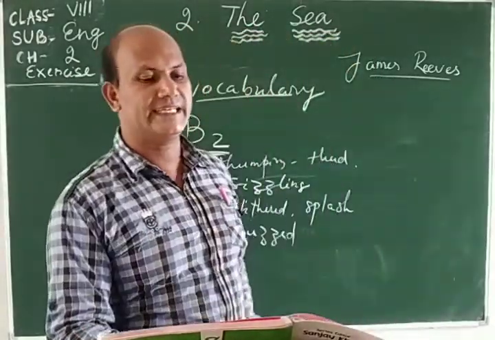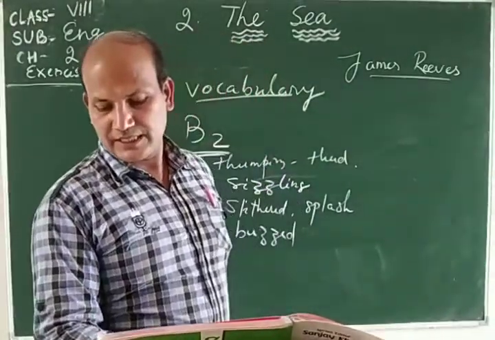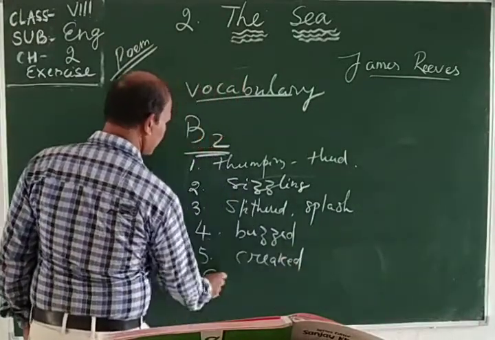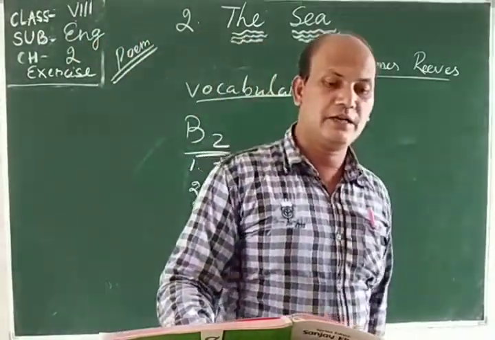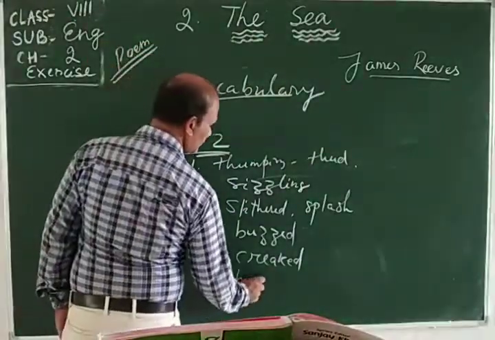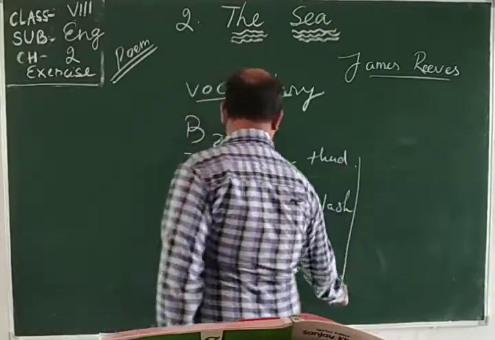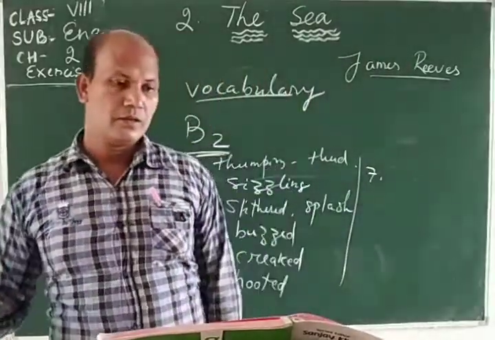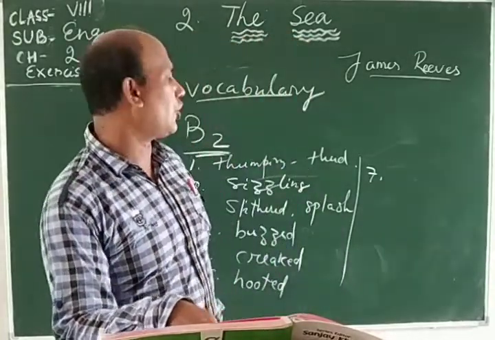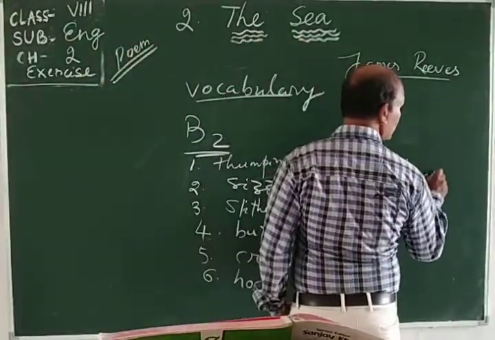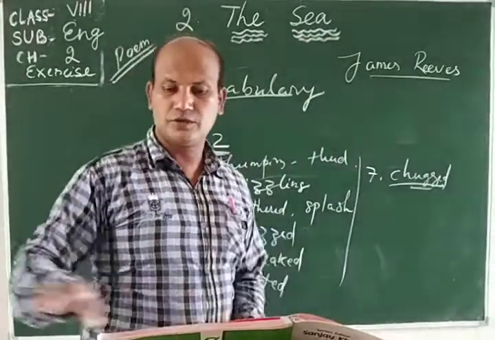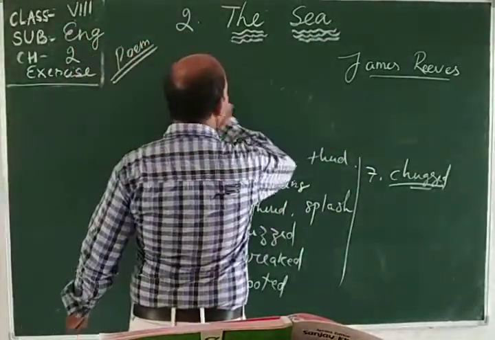Number five: the floor creaked as I walked around. Creaked is a sound. Then number six: the owl hooted. Hooted, one of the sounds. Number seven: the engine chugged on through the valley. Chugged is one of the sounds. We saw different types of sounds. So this is all about the vocabulary, and now the rest is the grammar part.